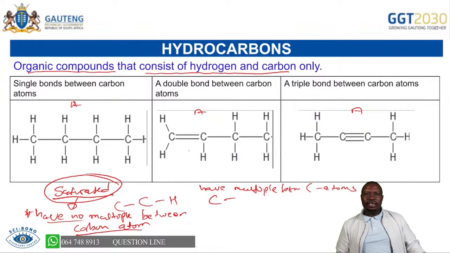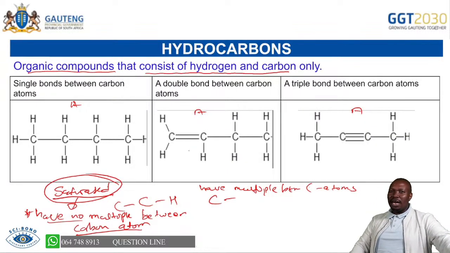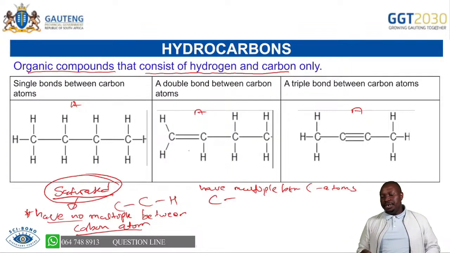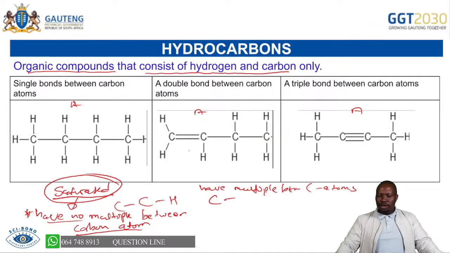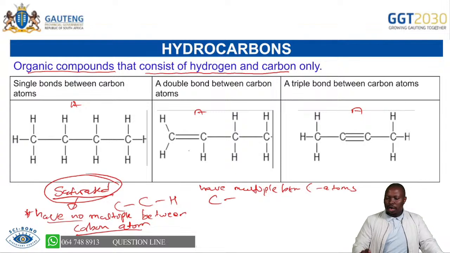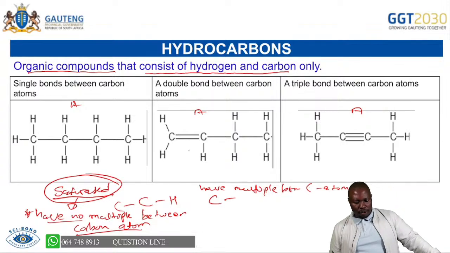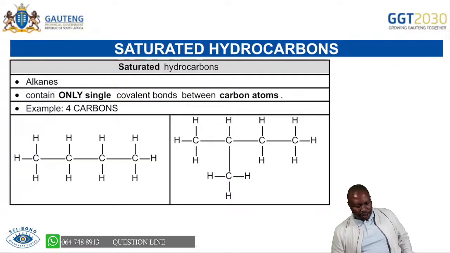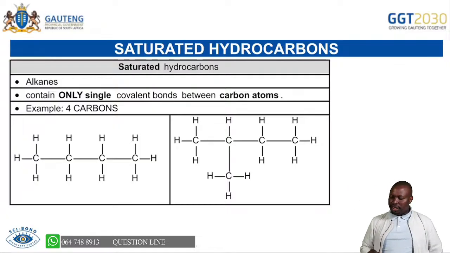Just know that as long as there are no multiple bonds between carbon atoms, that is saturated. Unsaturated means having multiple bonds between carbon atoms. So you are able to see all these, and those are hydrocarbons. And I already did the definitions of these ones to say these are saturated.